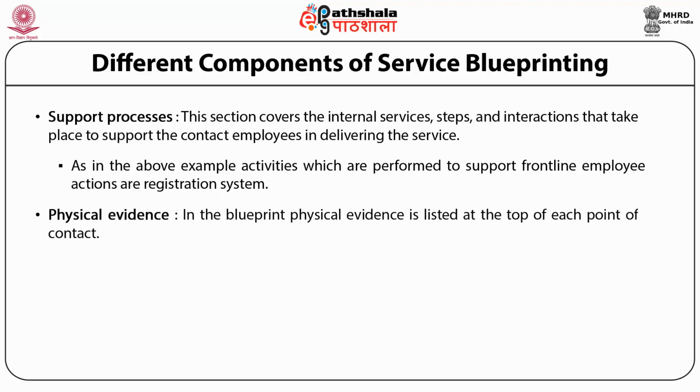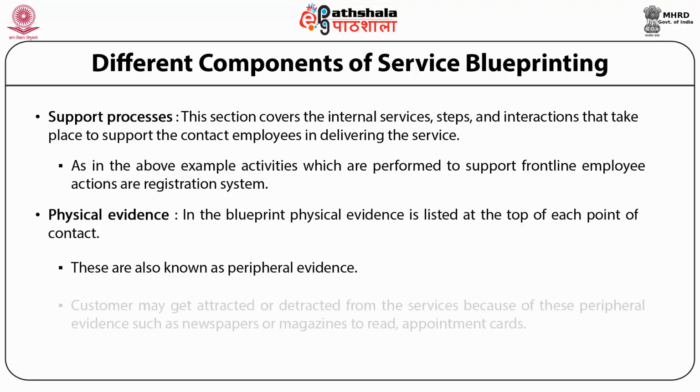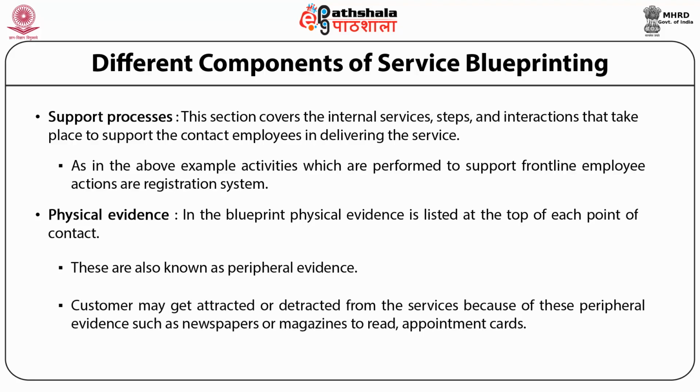Next is physical evidence. In the blueprint, physical evidence is listed at the top of each point of contact. These are also known as peripheral evidence. The customer may get attracted or detracted from the services because of this peripheral evidence, such as newspapers or magazines to read or appointment cards.